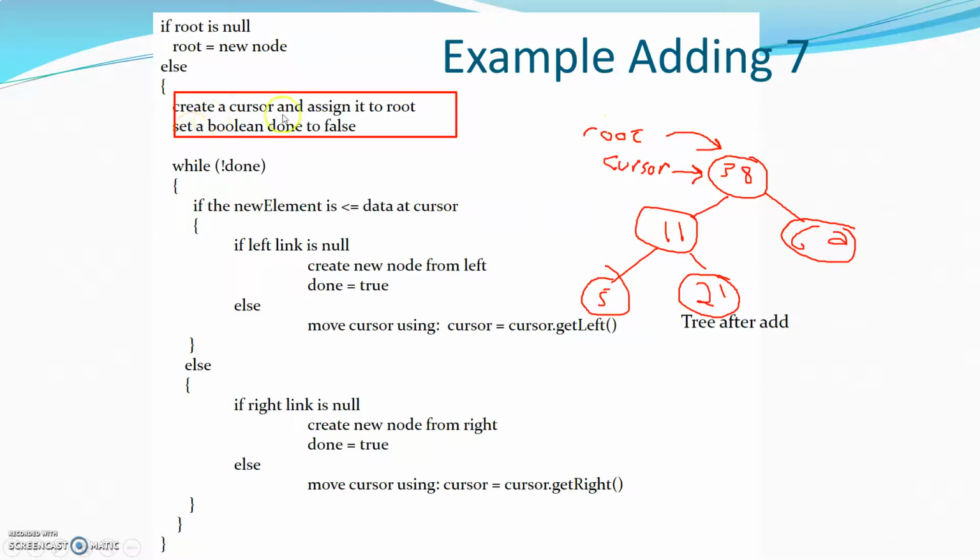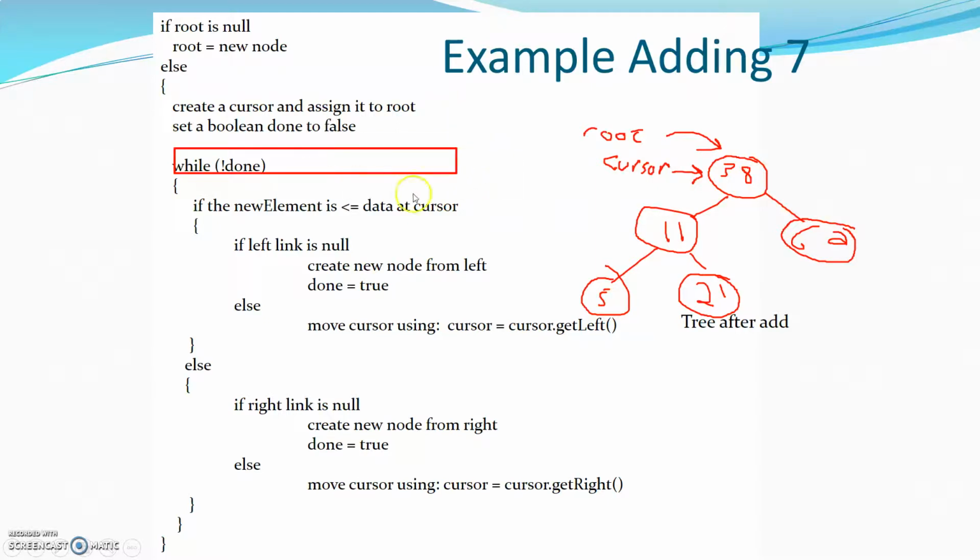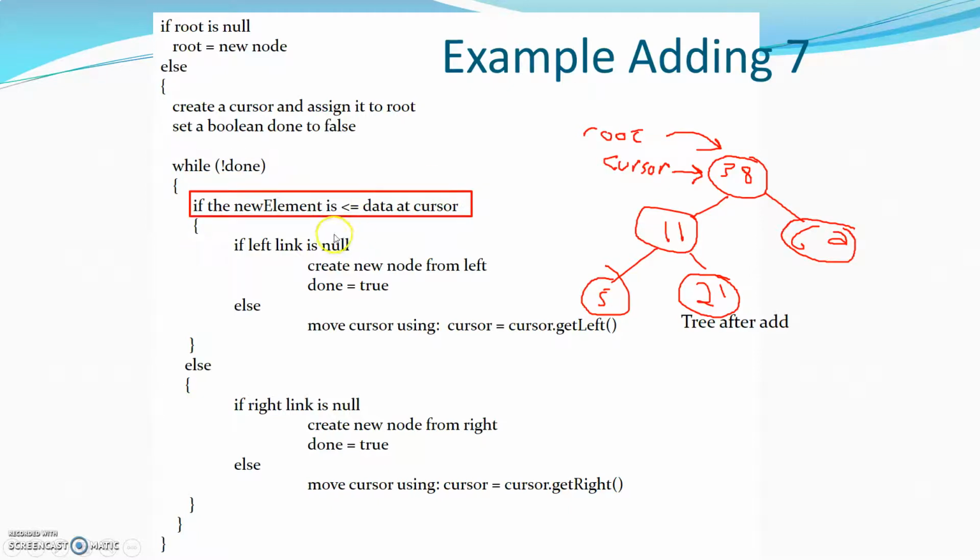So then we come down here. We're going to create a cursor and assign it to root. So here's cursor pointing to what the root is pointing to, which is 38. Now it's not represented, but that Boolean done is being set to false. So while not done, which it isn't, we'll compare the new element, which is the 7 that we're adding, to the data at the cursor. Cursor get data is 38.